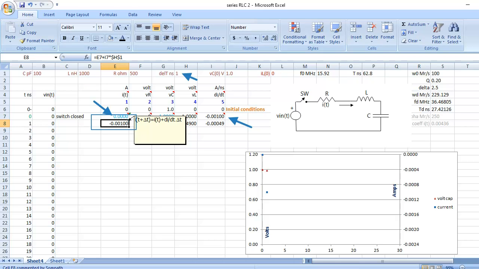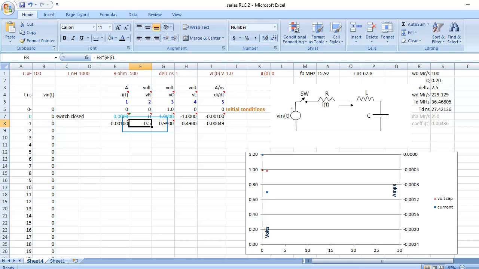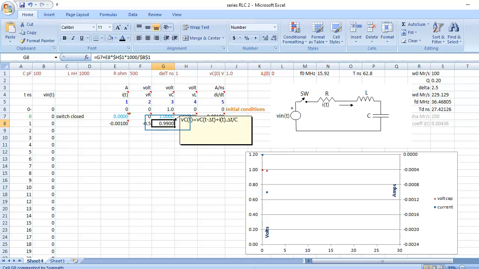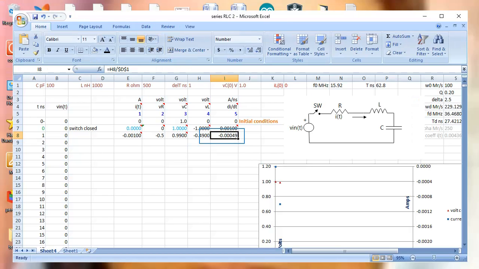Current at next instant of time calculated as shown. Formula same as previous instant of time. Voltage across capacitor is calculated based on charge gained or lost in time delta t. Formula is same as in previous instant of time. Formula same as in previous instant of time.